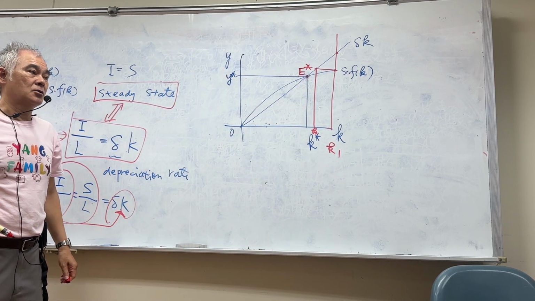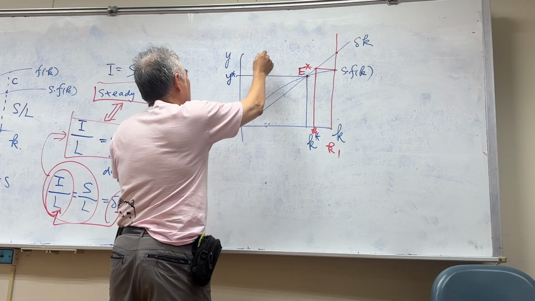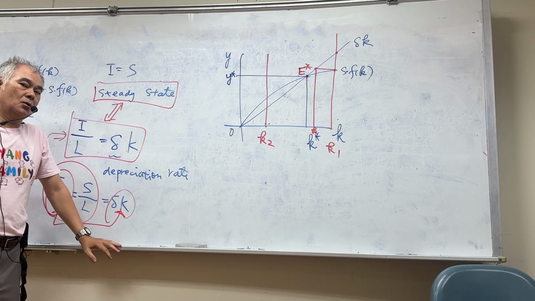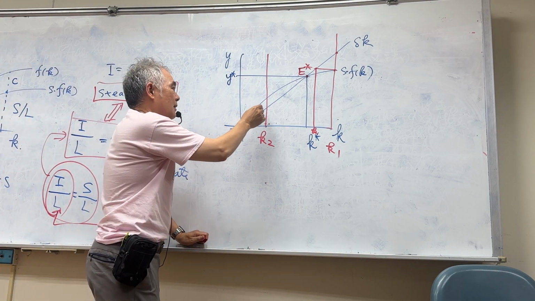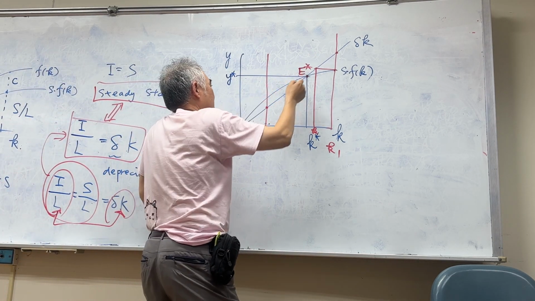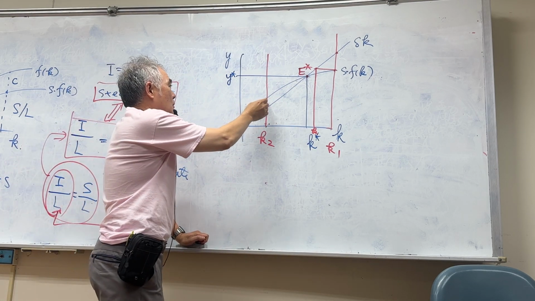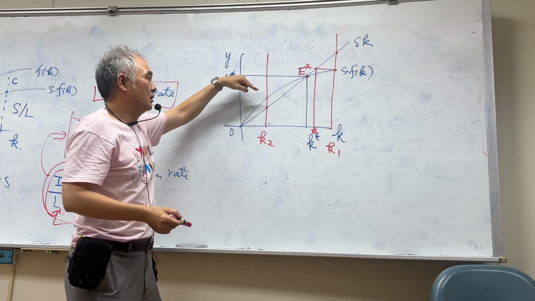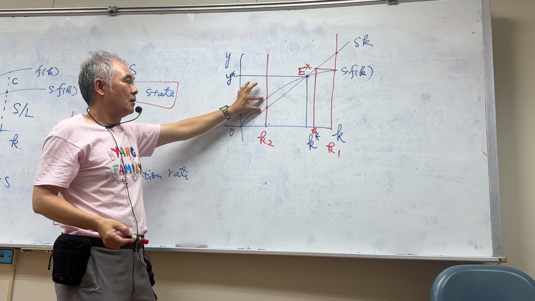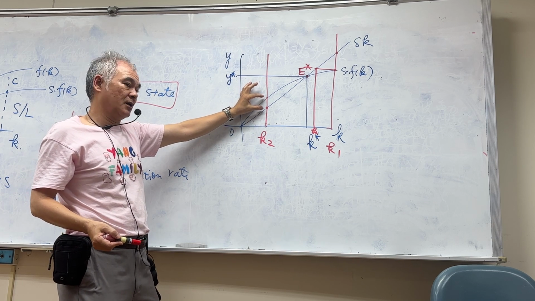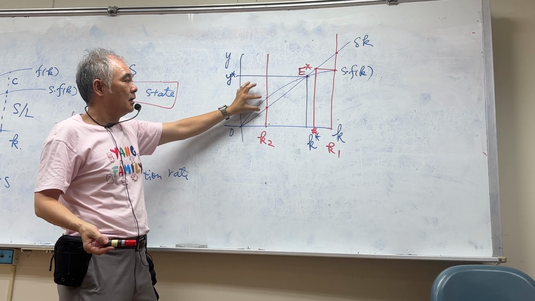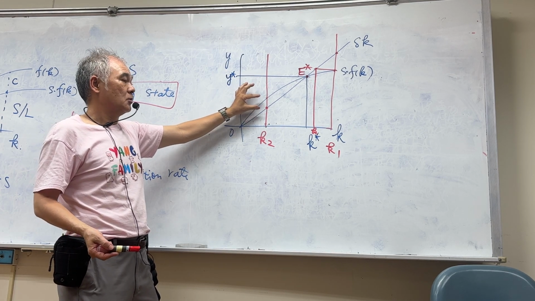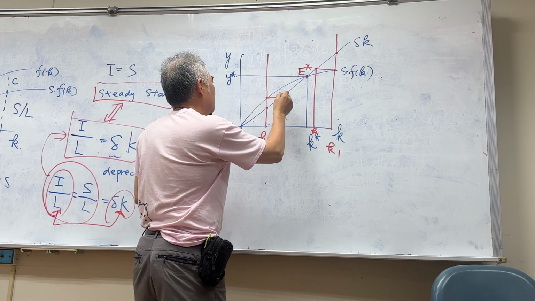Okay? So what about if it is down here? Let us say K2 is here. What happened? Depreciation is here. But what about here? This is your saving, this is your investment. So every period you can accumulate more capital. When you get more capital, you get more production, you get higher income. So it's going to be something like here.